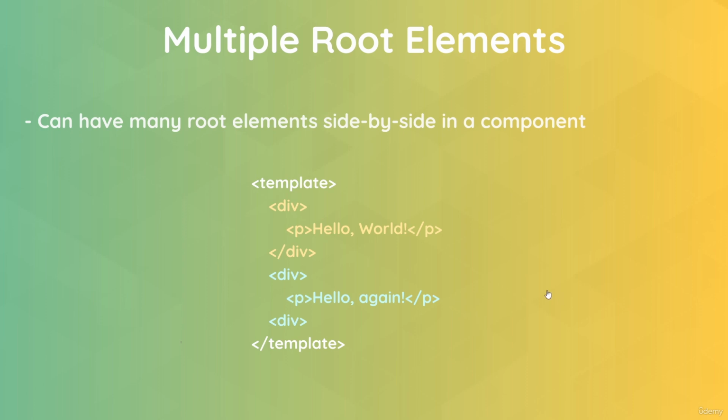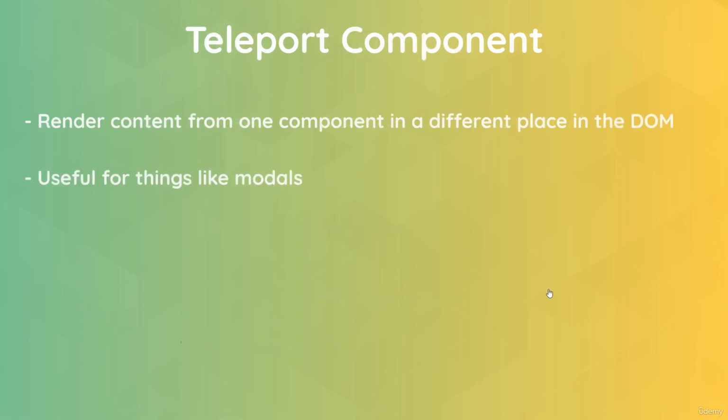Another new feature is the teleport component, and the teleport component basically allows us to render content from one component in a completely different part of the DOM. So this is really useful for things like modals that you might always want to show at the very bottom of the body tag, but they might be nested somewhere in a component tree in your application. So this is really nice, and we'll see this later on.